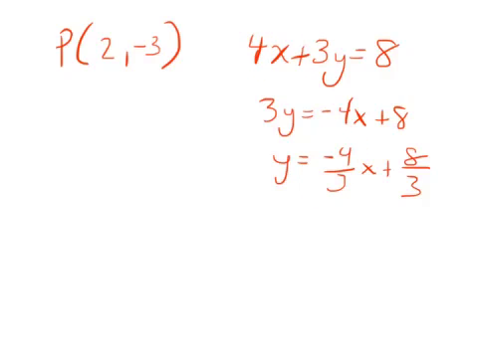So remember that your slope is negative a over b. Is that clear? Okay, negative a over b. So, for this kind of problem, we know that the slope of this line is negative 4/3.